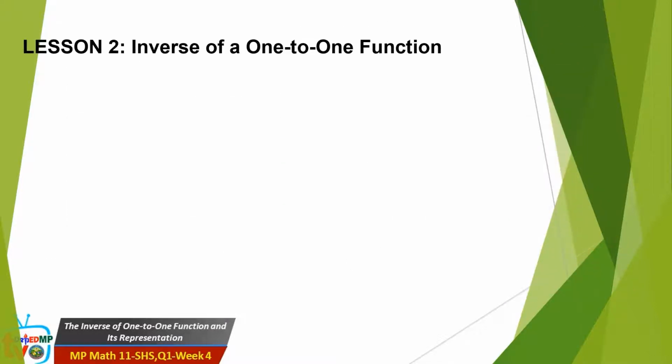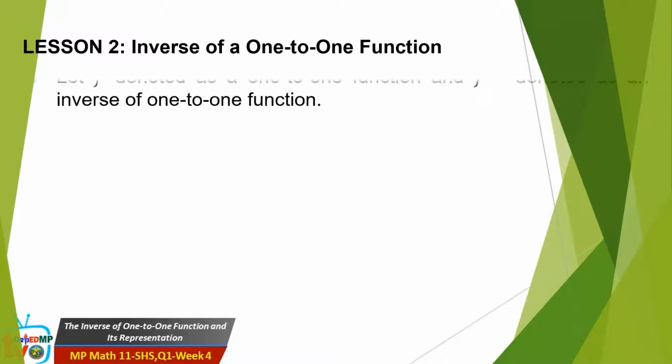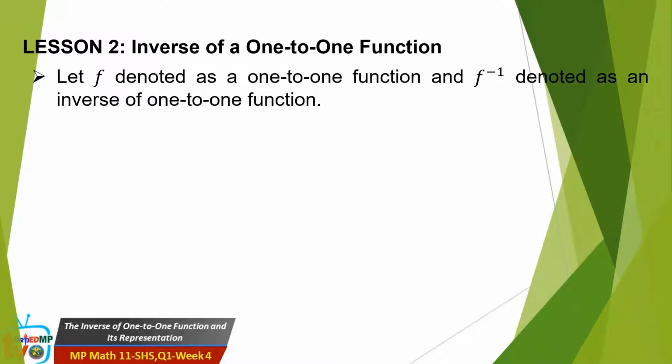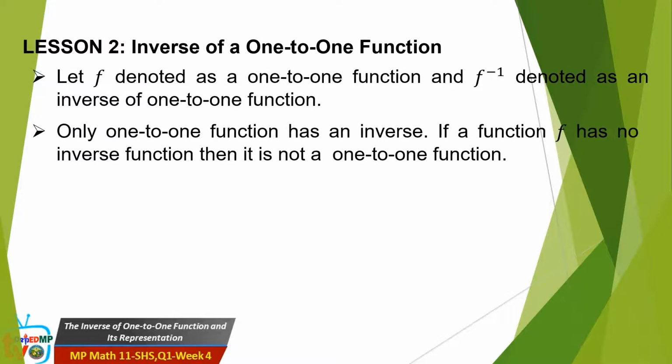You are now in Lesson 2, Inverse of a one-to-one function. Let f denote a one-to-one function and f raised to -1 denote the inverse of the one-to-one function. Only one-to-one function has an inverse. If a function has no inverse function, then it is not a one-to-one function.